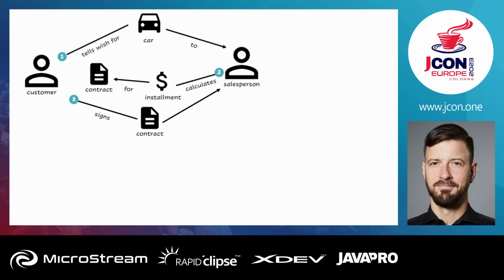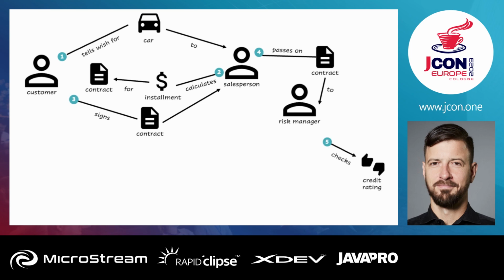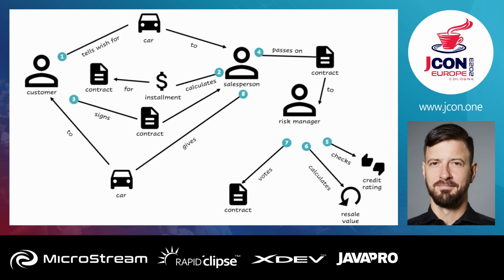And you can see, thinking about this domain rediscovery thing, we're not talking about computers here. We're talking about leasing. We're seeing many leasing words. That's what we want to understand here. And then it moves on. The salesperson passes on the contract to a risk manager. The risk manager will then check the credit rating and calculate the resale value. And based on these values, the risk manager votes the contract. To vote means say yes, we want to do this contract, or no, the risk is too high, we don't want to do this. And let's assume the risk manager votes positively, then the salesperson gives the car to the customer.